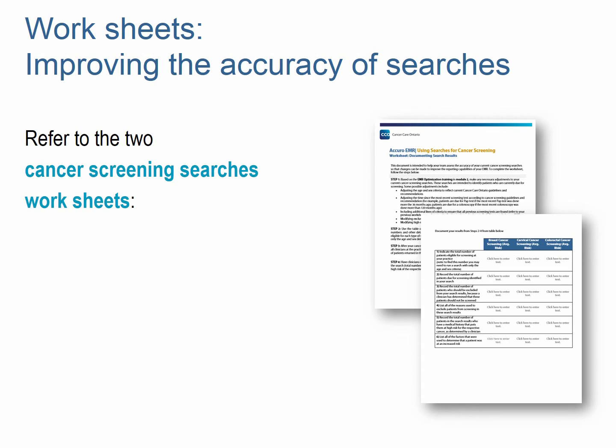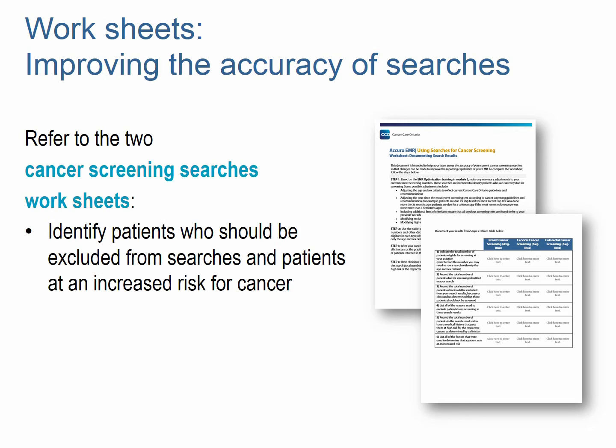Cancer Care Ontario has developed 2 worksheets to help improve the accuracy of your cancer screening searches. In the first worksheet, you will be encouraged to run the cancer screening searches that are based on your team's data standards. You will then have a clinician review the list to determine which patients ought to be excluded from the results and which patients ought to be considered at an increased risk for cancer.